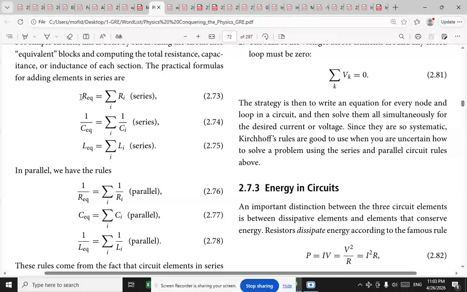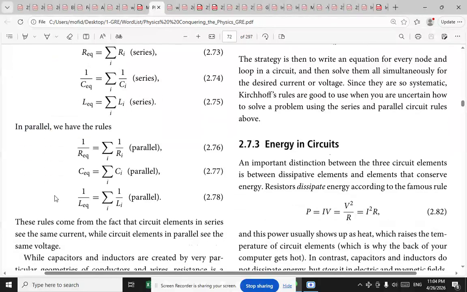Where in series we have a sum of the resistances, here in parallel we have 1 divided by the total resistance equal to the sum over i of 1 divided by R_i. For parallel, resistance and inductance sum up indirectly, as inverses, but capacitance sums up directly. It's completely inverse from the series rules for resistance, capacitance and inductance. So series is completely different from parallel.